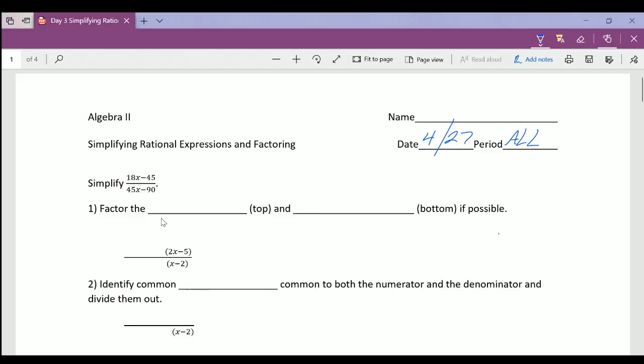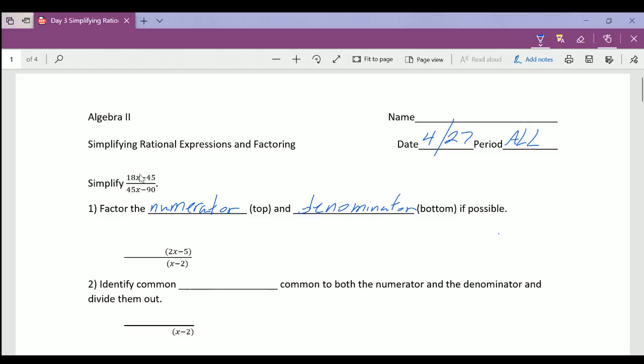So, simplifying rational expressions and factoring. You, of course, are going to factor the numerator and the denominator, if possible. So you look at this one here, the top being 18x minus 45, the bottom being 45x minus 90.